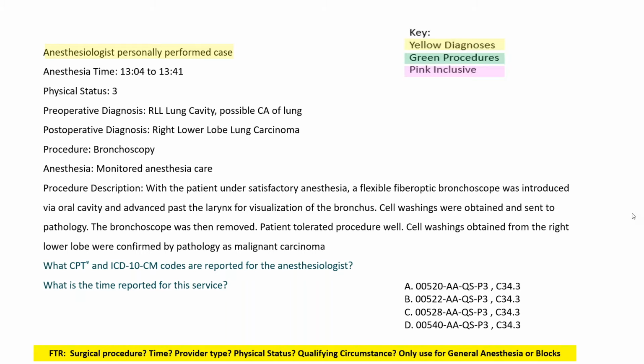Let's make this final session interactive. Let me have a look into the chat. What modifier do we apply when anesthesiologist personally performed the anesthesia service?